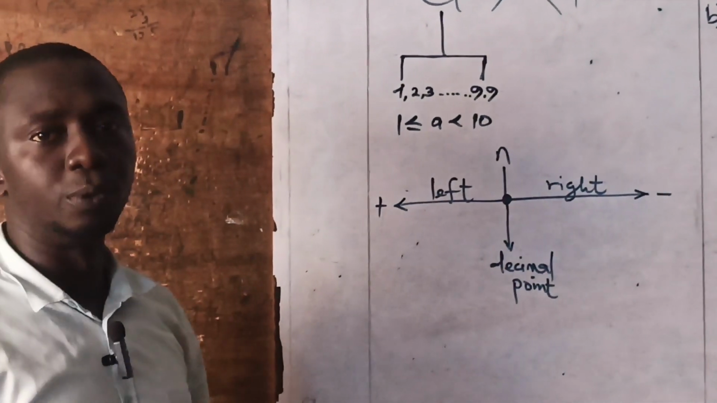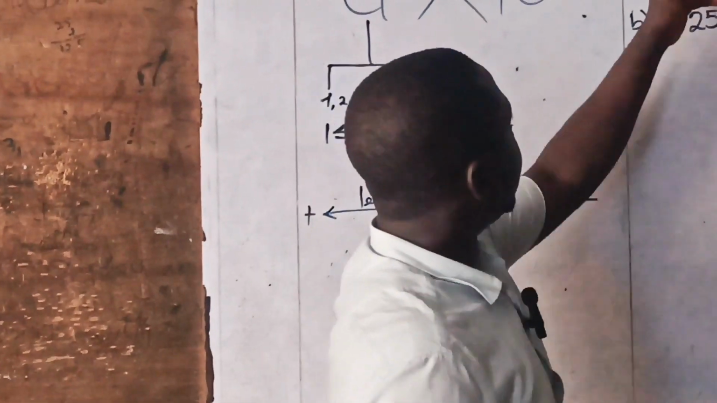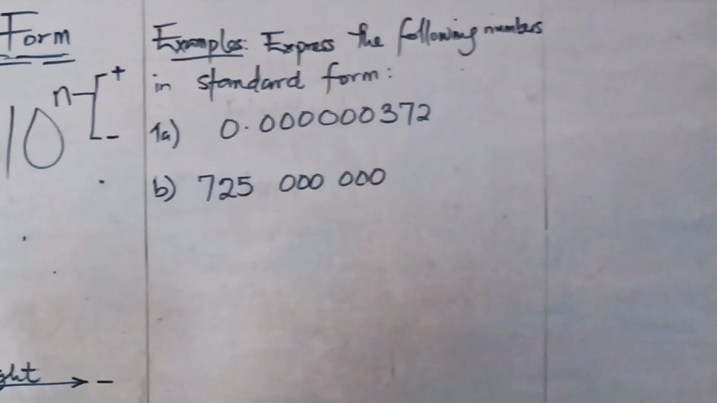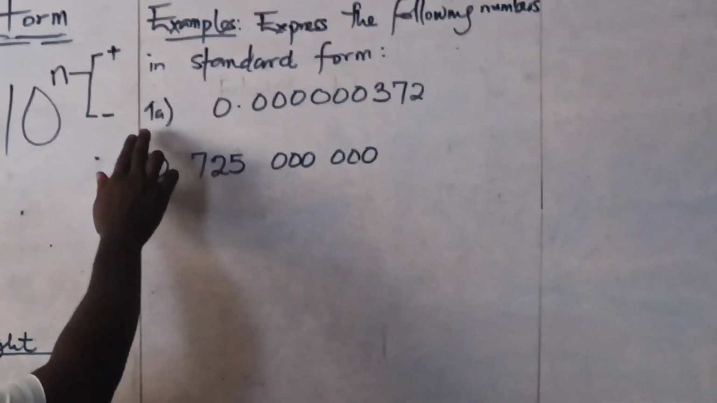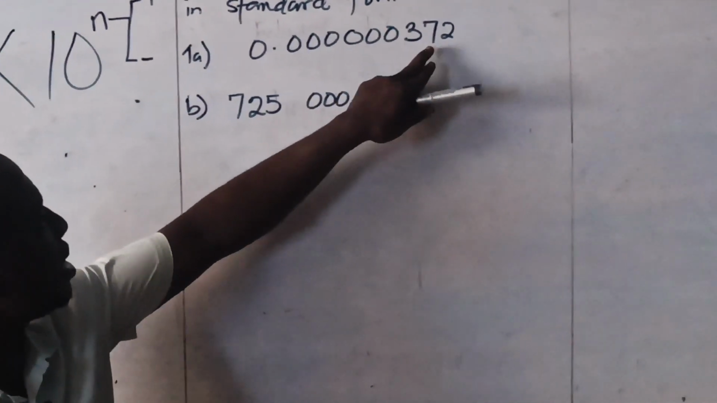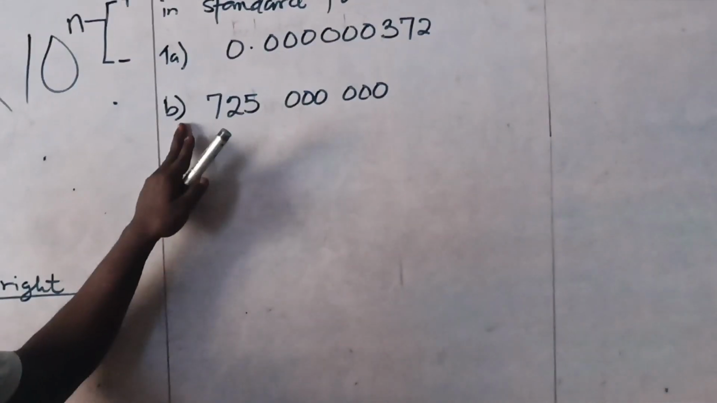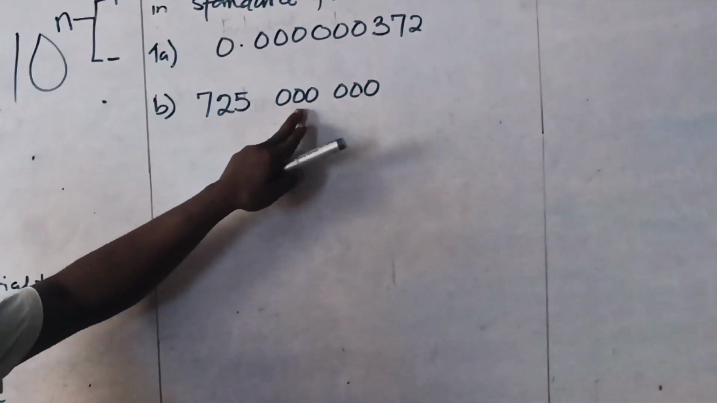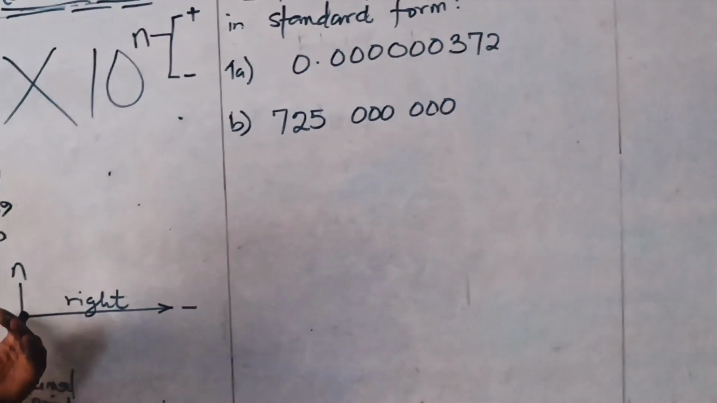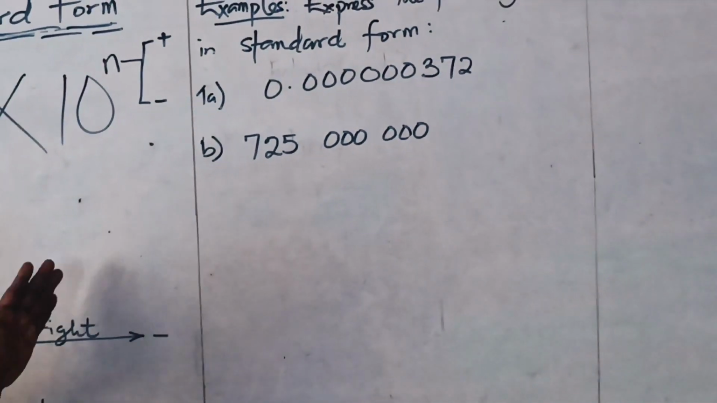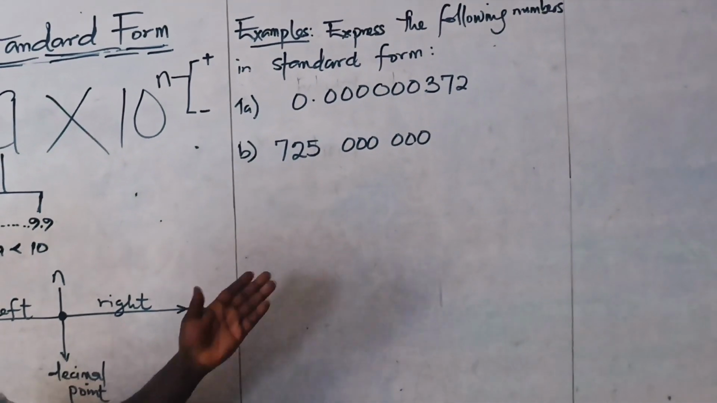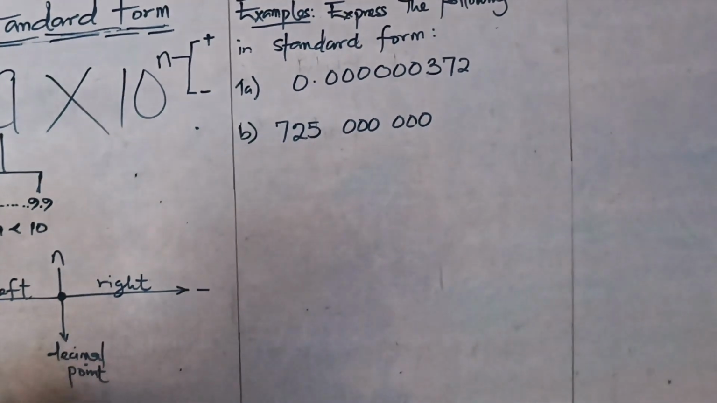Let's take this example. Now, express the following numbers in standard form. We have 1A is 0.000000372. B is 725,000,000. So let's apply this method, this explanation that I've talked about before, to see whether we're going to get the answer or not.